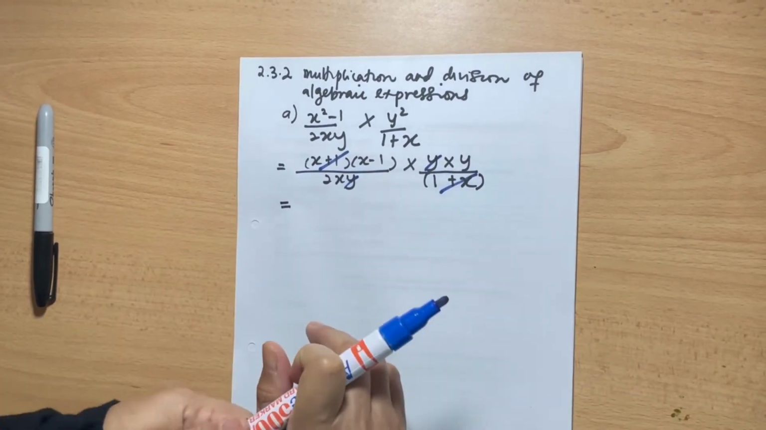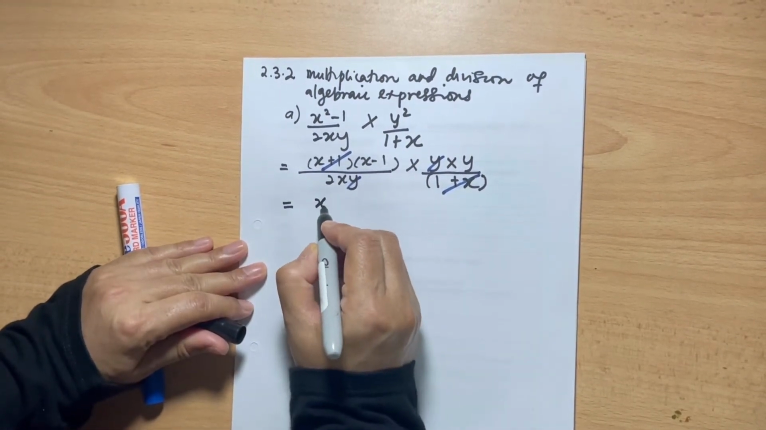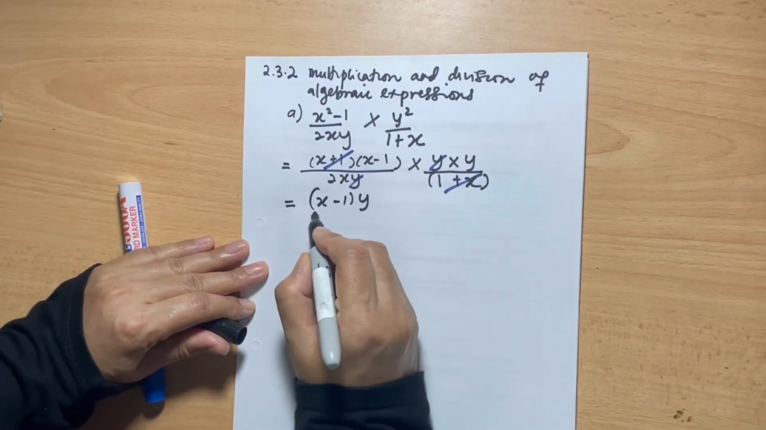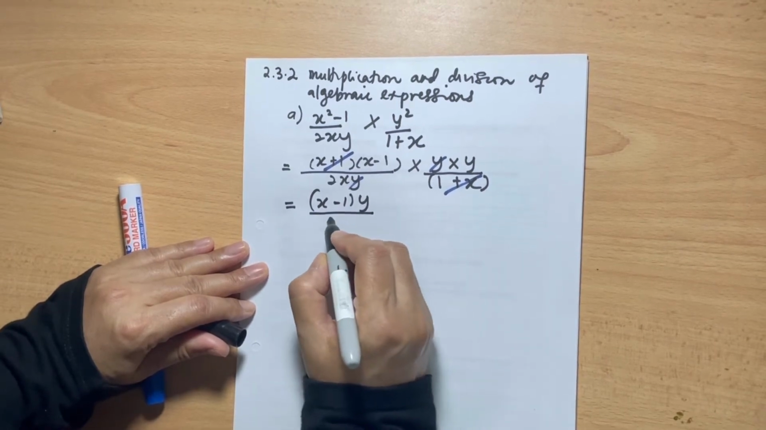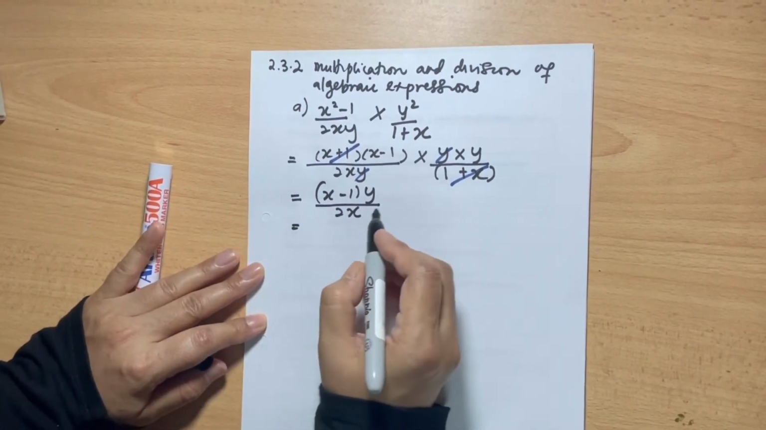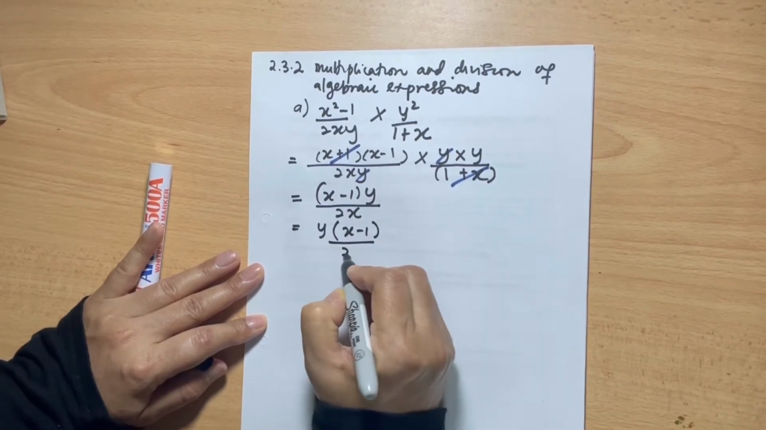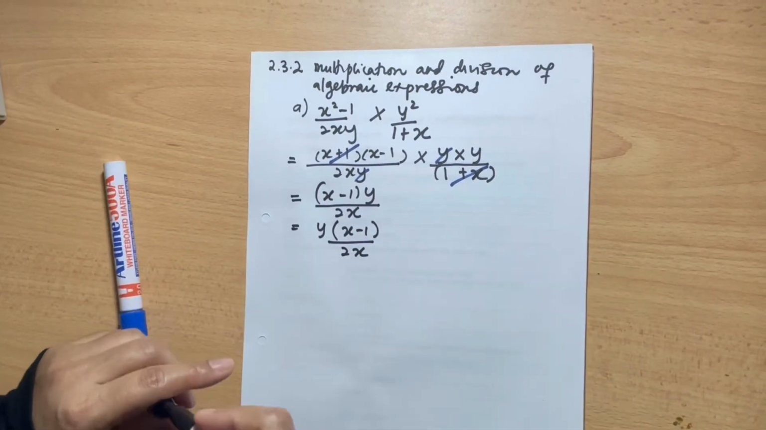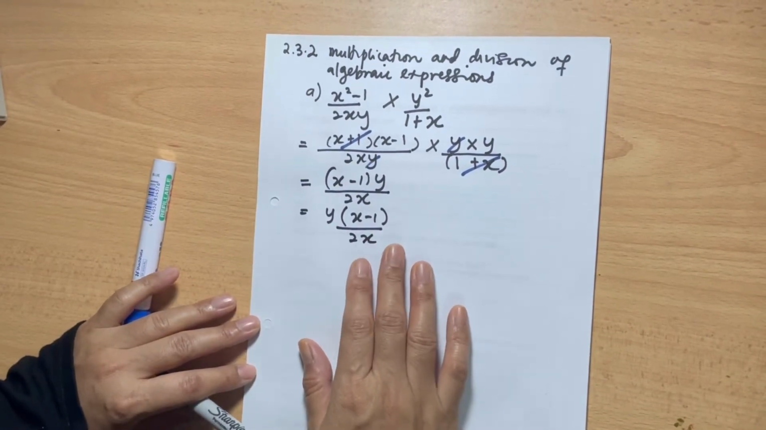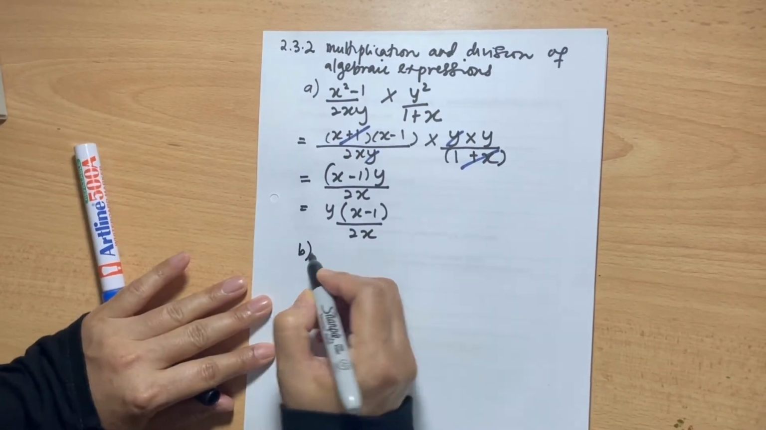Okay, so what is left here? What is left is x minus 1 and y, then divided by 2x. Or you can change the form of writing. So we put y in front: y(x minus 1) over 2x. Right? So we don't have any more values to reduce. So the answer is this one. Leave it like this. Right?